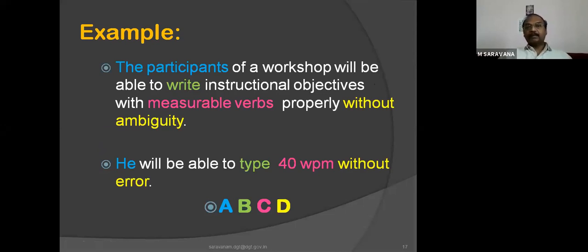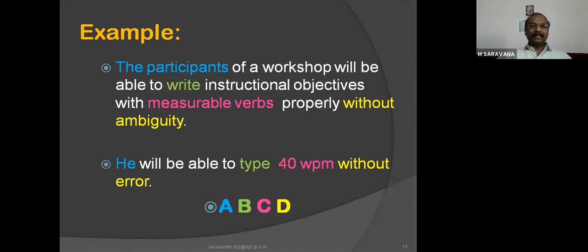For better understanding, I made it like this. We are conducting a workshop. It may be a 3-day workshop, or also a 1-day workshop, where you have tasks to complete and skills to demonstrate. In this workshop, we are making them write the instructional objectives or learning outcomes properly. So after completion of that, what is the achievement? What will they achieve? The participants of the workshop will be able to write instructional objectives with measurable verbs properly without ambiguity.